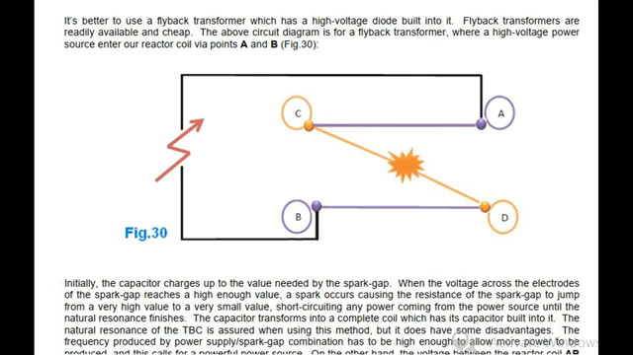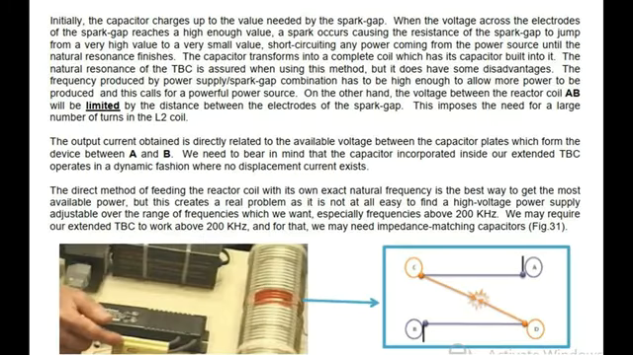The frequency produced by the power supply/spark gap combination has to be high enough to allow more power to be produced, and this calls for a powerful power source. On the other hand, the voltage between the reactor coil will be limited by the distance between the electrodes of the spark gap. This imposes the need for a large number of turns in the L2 coil. The output current obtained is directly related to the available voltage between the capacitor plates which form the device between A and B. We need to bear in mind that the capacitor incorporated inside our extended TBC operates in a dynamic fashion where no displacement current exists.